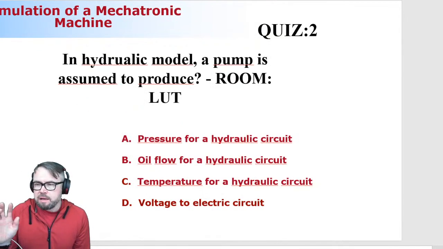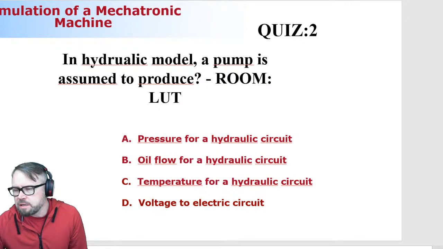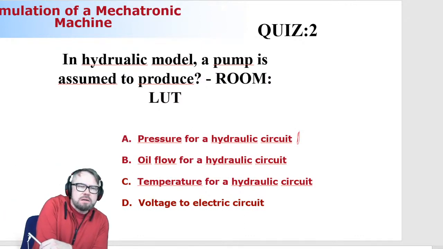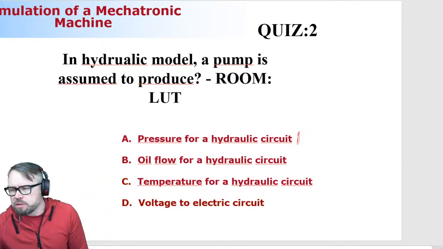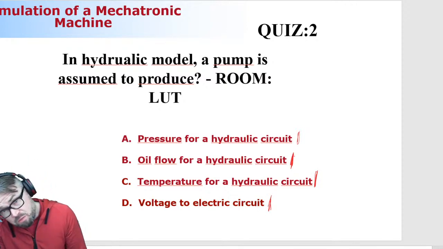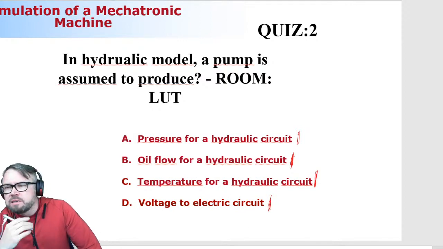Okay, hydraulic model. In the hydraulic model, the pump is assumed to produce what? Pressure for hydraulic circuit. Oil flow. Flow rate for hydraulic circuit. Temperature for hydraulic circuit. Volts to electric circuit. What is the correct one? Only one is correct.